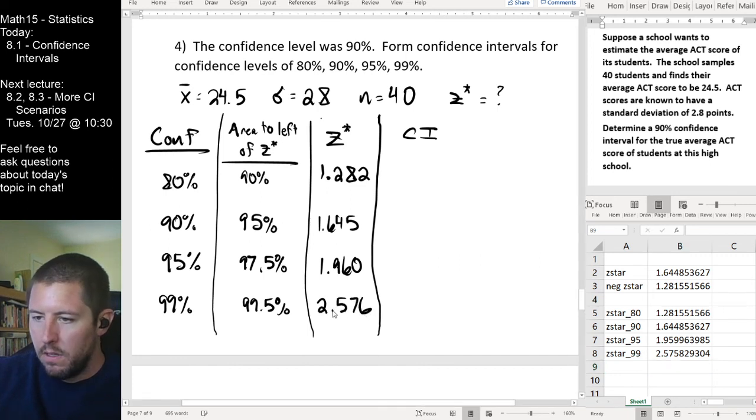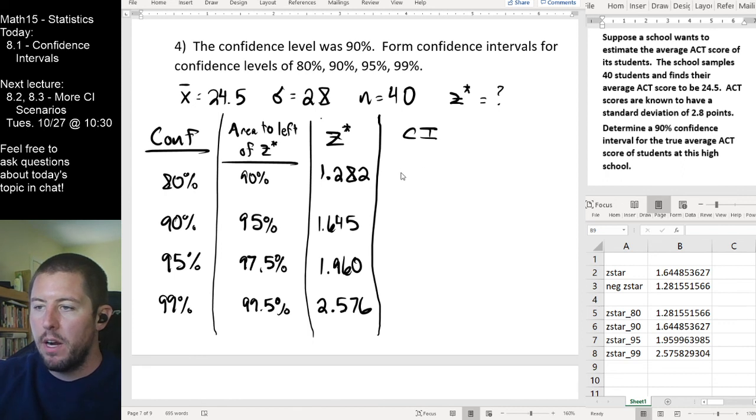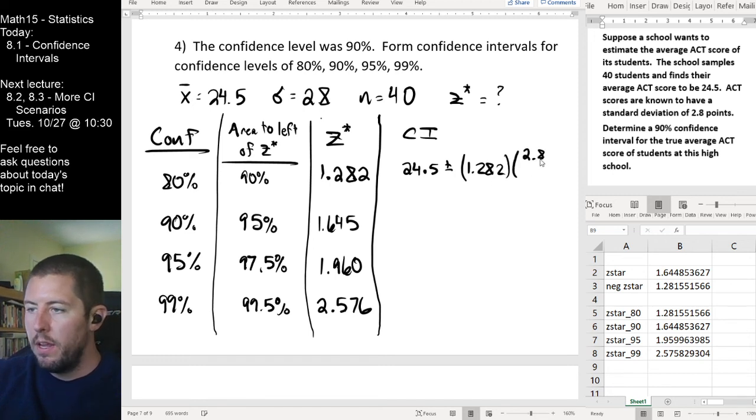All right, so I found all my associated z-star values for all of my different confidence intervals here, and we could then form each of our confidence intervals. I'm not going to write out all of our full responses here, but we've computed the changing value of interest. I now have that my z-star is 1.282 times my sigma over root n, 2.8 over root 40. And we can do this for each of these. 24.5 plus or minus 1.645.